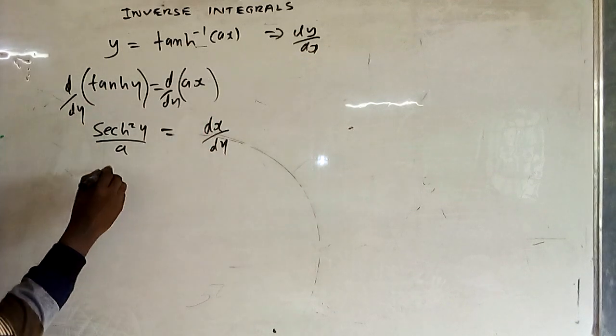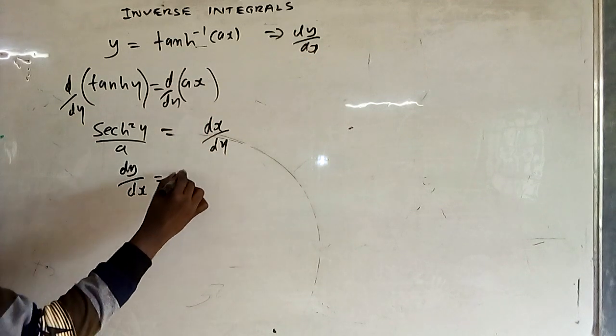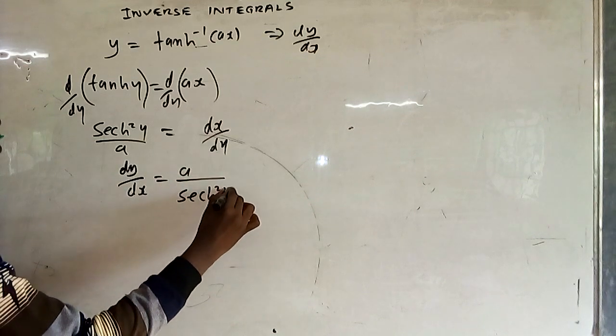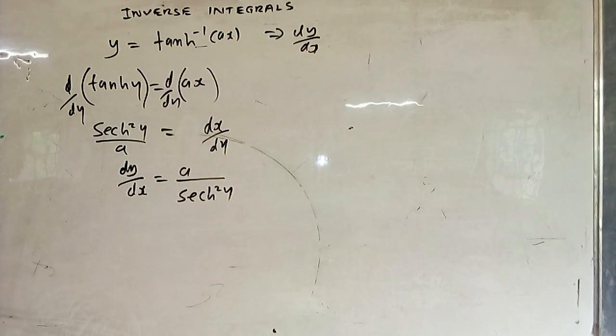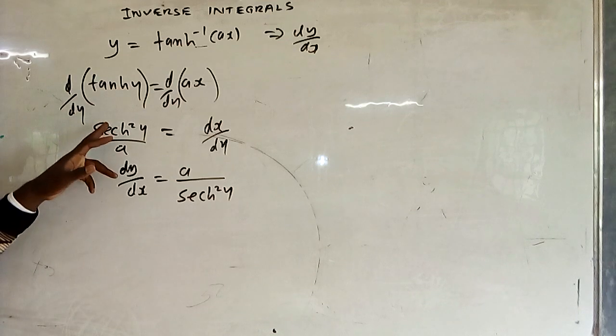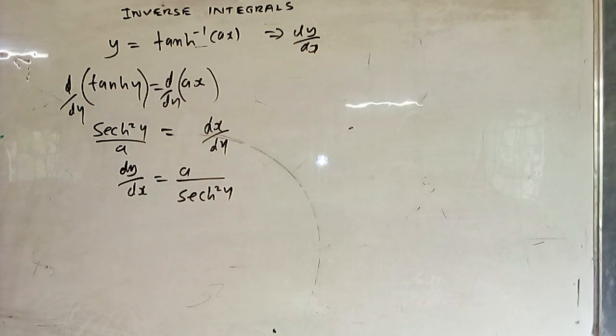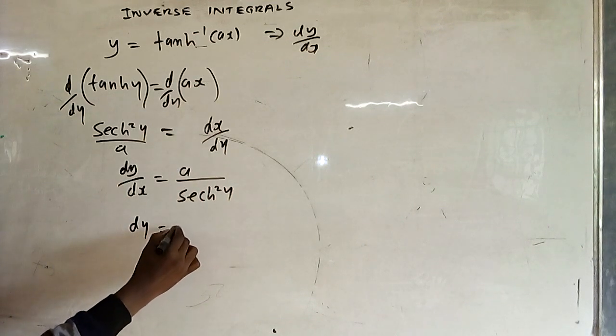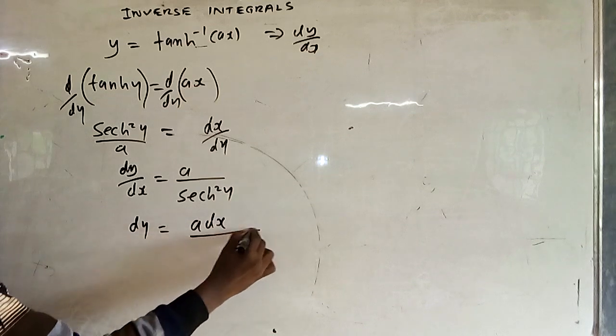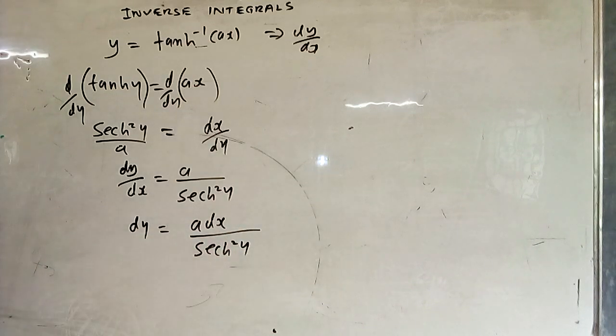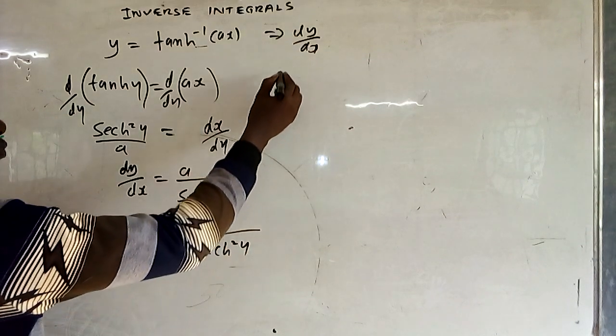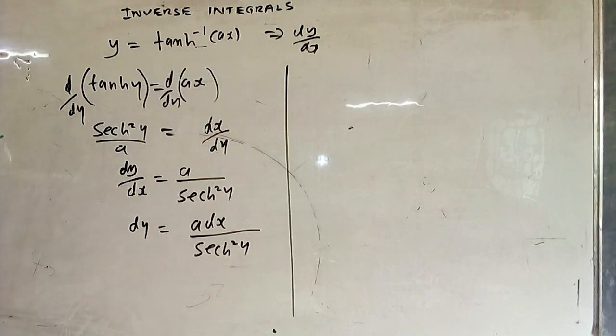So if you turn them upside down, you get dy over dx is a over sech squared y, isn't it? If you find the reciprocal on both sides of that equation. Now from here, you take dx to the other side of the equation, isn't it? So you remain with dy is a dx over sech squared y, isn't it? Are we together? So from here, you get rid of sech squared y, isn't it?